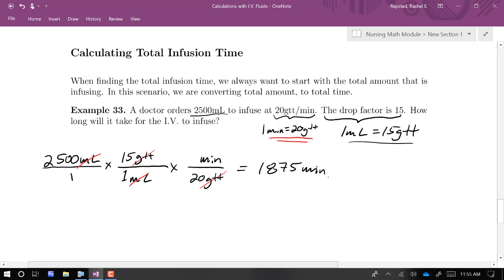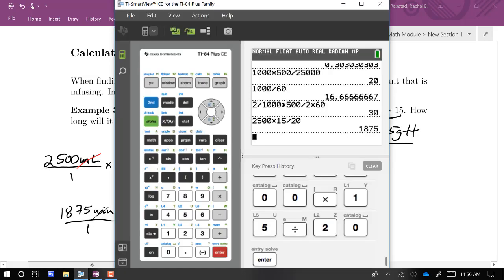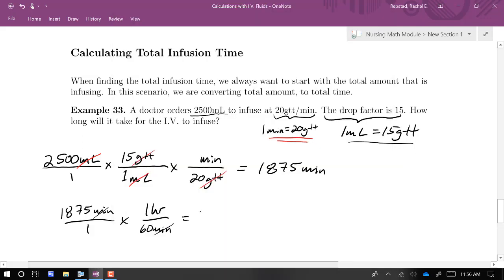Now usually if I want total time, I want to find it in hours and minutes, right? 1,875 minutes, maybe not super helpful. So I'm going to figure out how many whole hours are in there. 60 minutes to 1 hour. I get 31.25 hours. So this is 31 hours and then so many minutes.